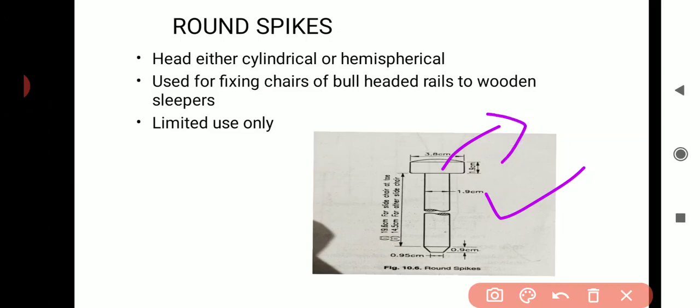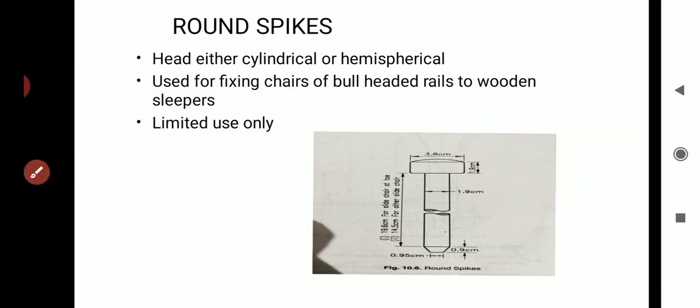Okay, so these round spikes are generally used to connect the fixing chairs of bull-headed rails to the wooden sleeper. But as the bull-headed rails are now used only to a limited extent, this type of spike is also used limitedly.